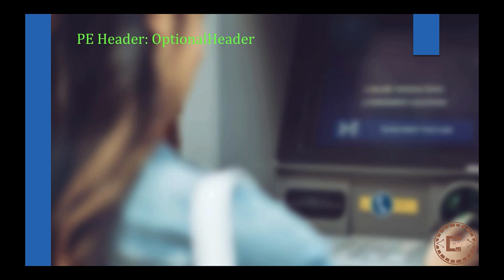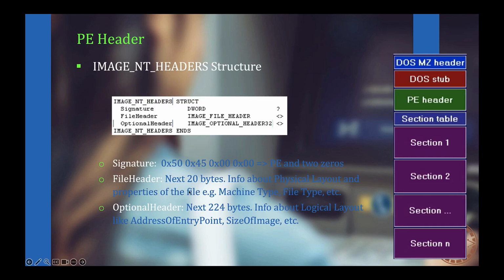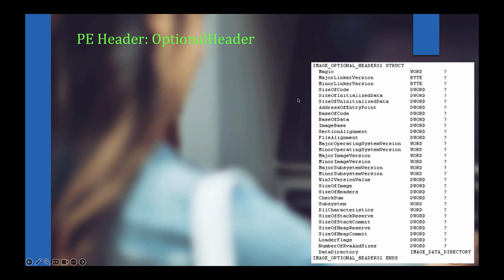Optional header. Okay, let me go back quickly, and we are in the optional header. We're talking about the PE header. We just described the file header. Now we're going to go into the optional header, which is the second part of the whole structure that creates the PE header. Okay, let's go to the optional header. The optional header has a lot of information. As you can see, this is related to the program.